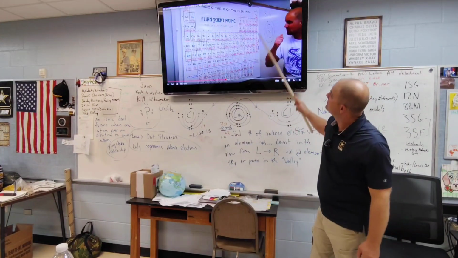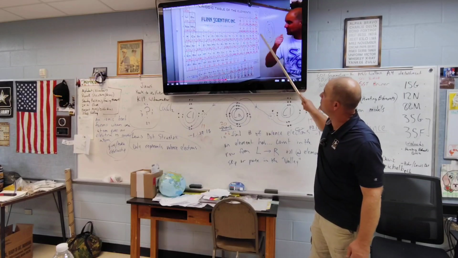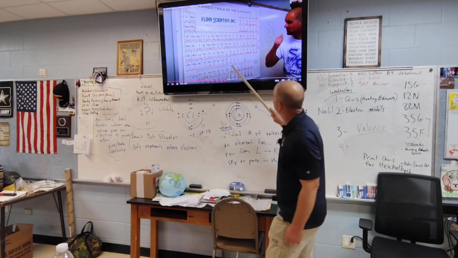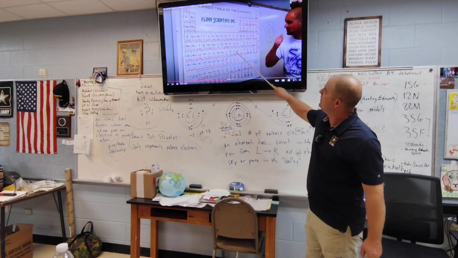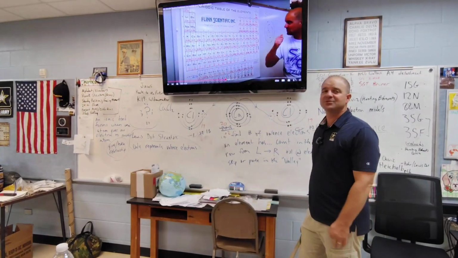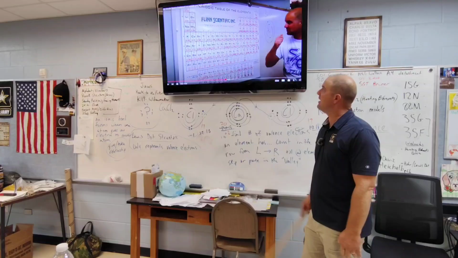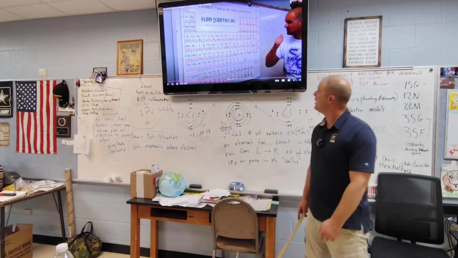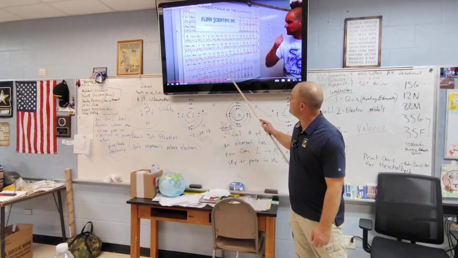The reds, see the reds? Those are gases at room temperature. Blues are supposed to be liquid, I'm looking for, yeah, mercury's blue there. So I think at room temperature, they're liquid. And then the blacks are solid at room temperature. Good. Down here, they don't have it.